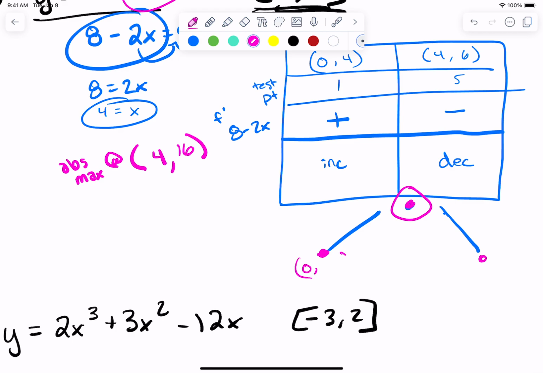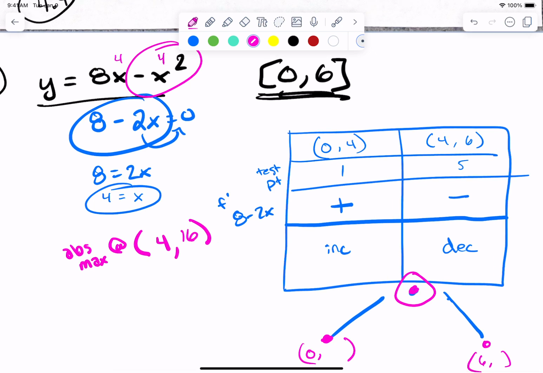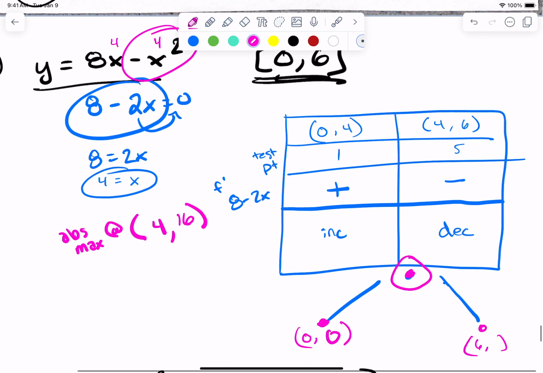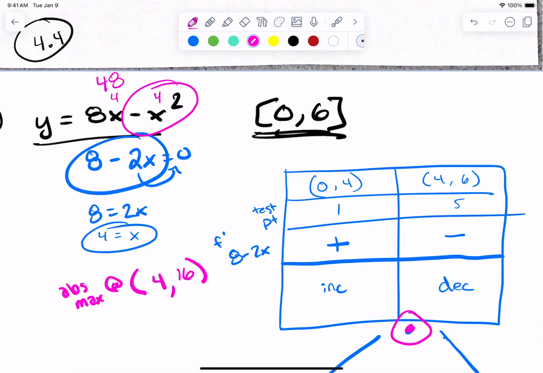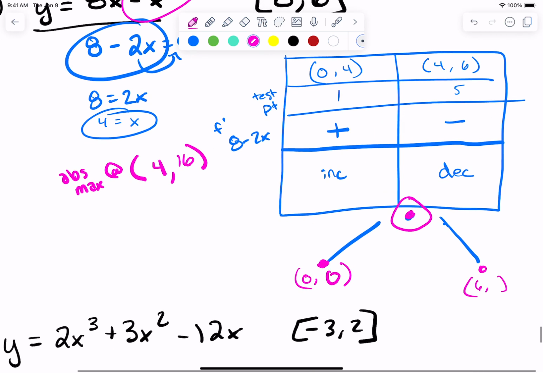So 0 comma something and 6 comma something. If I plug in 0, it's 0. For 6, 6 times 8 is 48 minus 36, so 12. Which one's lower? 0, 0. That's my abs min. And then we have a relative min at 6, 12.